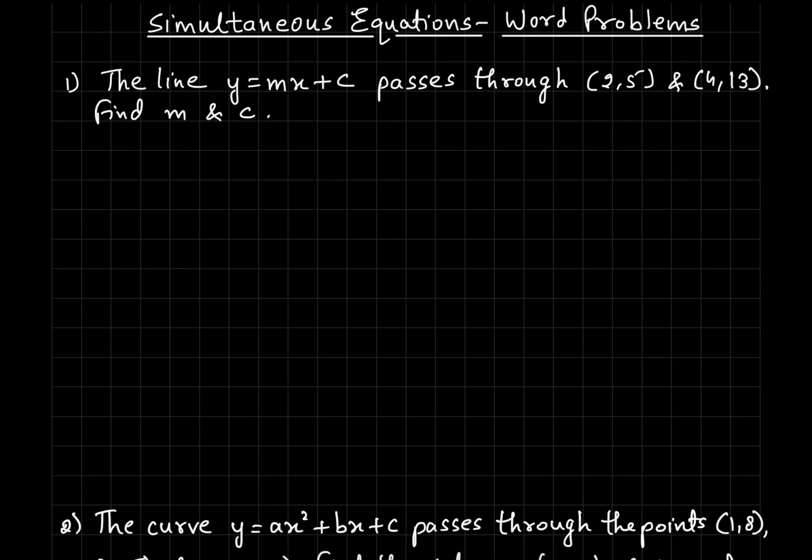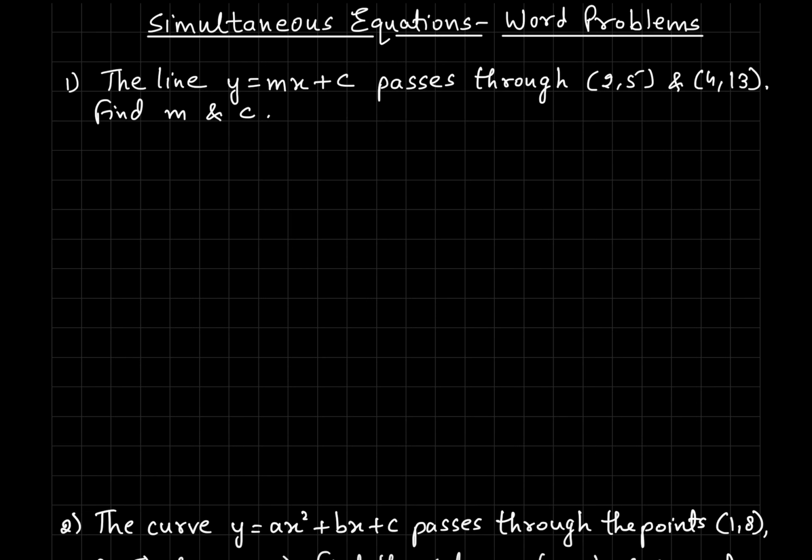So here I have taken four word problems. We will be solving one by one. This is the application of simultaneous equations, you can say. So here let us solve one question first. The line y equals mx plus c passes through points (2, 5) and (4, 13). So we have to find out the value of m and c.